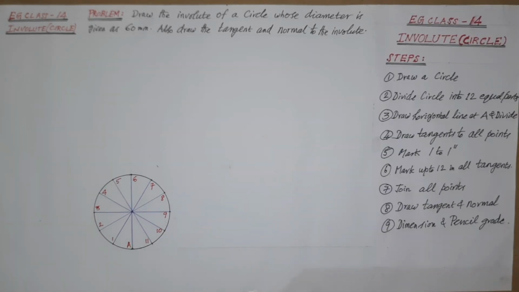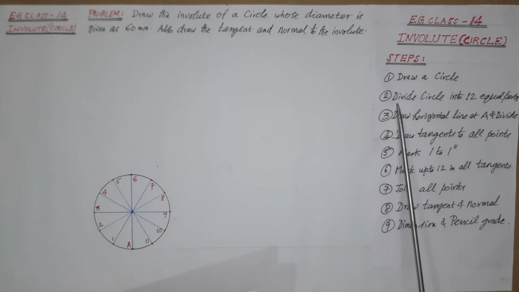Now, as per step 1, based on the radius, take 30 mm in the compass and draw a circle as shown. Draw a perpendicular line through the center of the circle and it meets the bottom point at A. Now, we take this point A as the starting point of the string and releasing point.